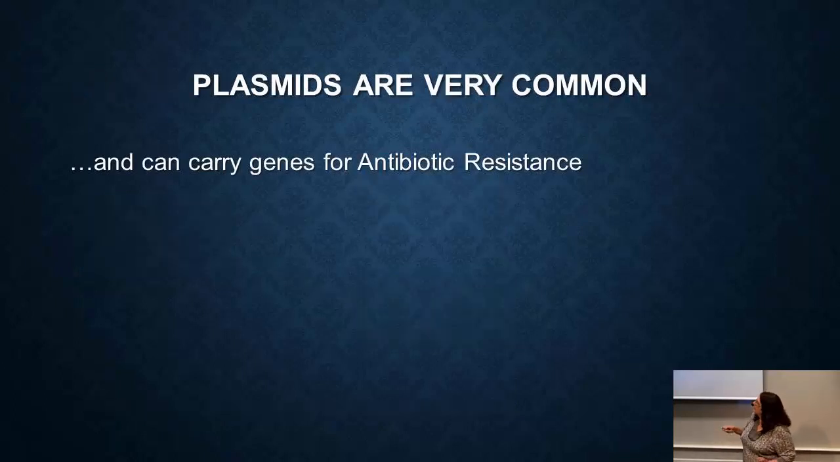And the reason why plasmids are so important to us is that they are very common and they can carry genes for antibiotic resistance. So if a cell picks up a plasmid that carries a gene for resistance, for example, one of those EFFLUX pumps, it soon becomes resistant to everything that EFFLUX pump makes it resistant against.